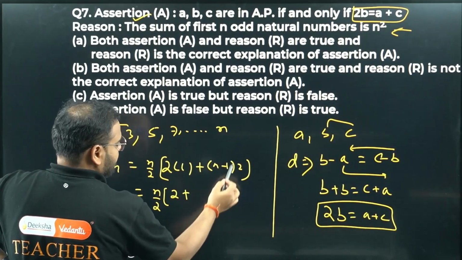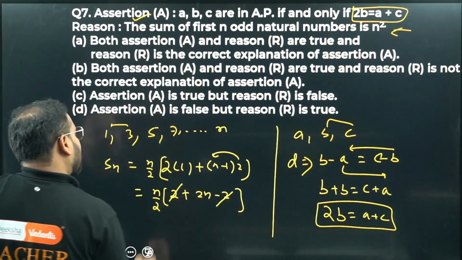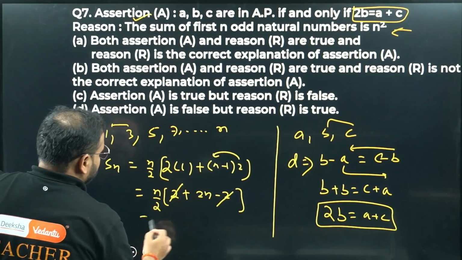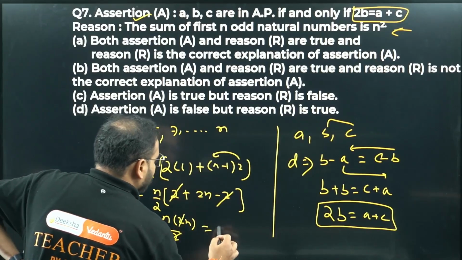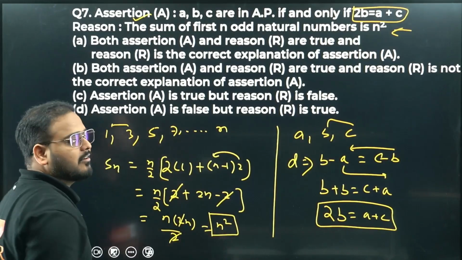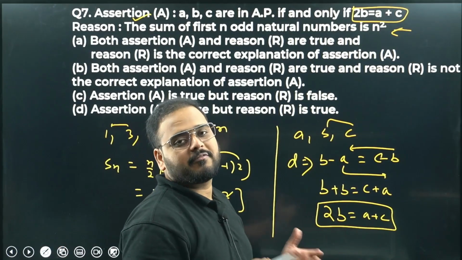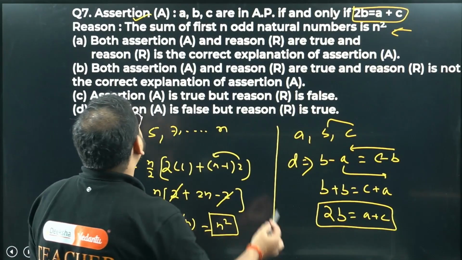2 plus, bring this over here, multiplication, expansion: 2n minus 2. The 2 and 2 cancel. Excellent. What I'm getting is n times 2n upon 2. The 2 cancels and becomes n into n, which is n square. As I said, this is the standard result: the sum of the first n odd numbers is given as n square. So even the reason is correct.